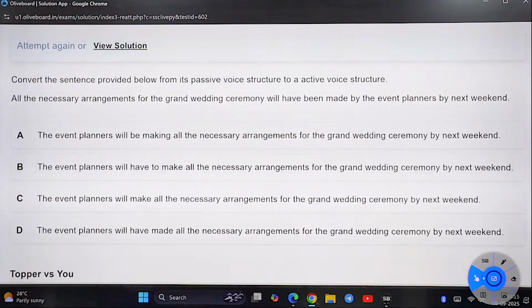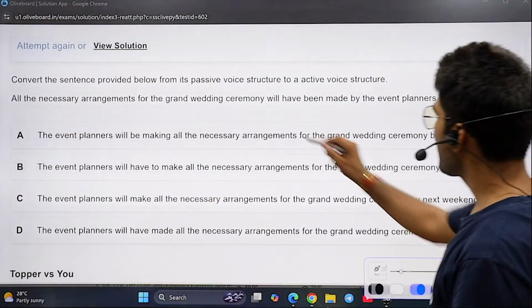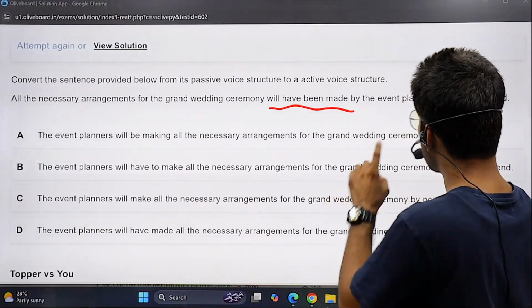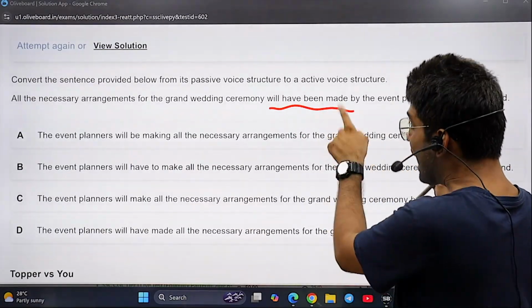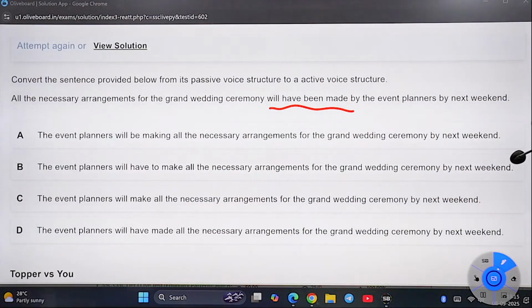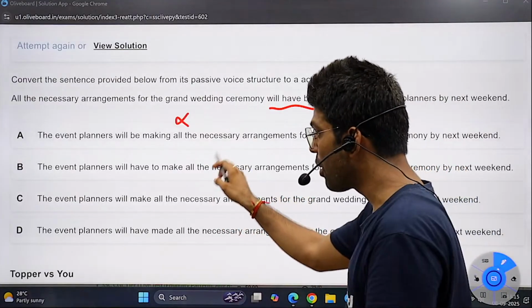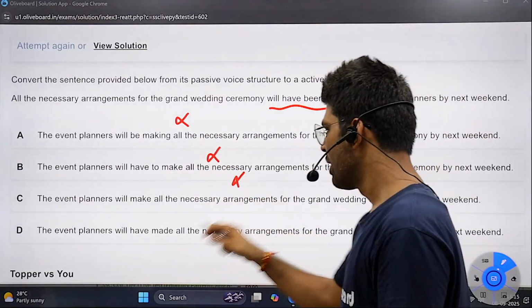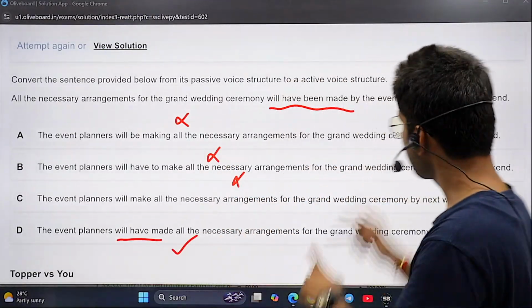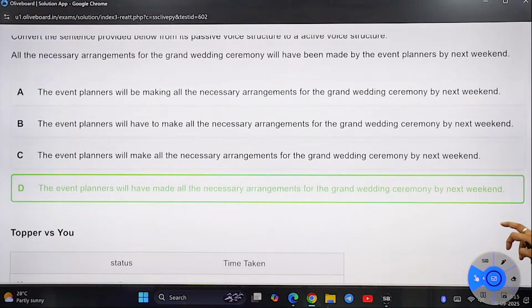Good evening, Neha. All the arrangements for the ceremony will have been made. I would look at this. Will have been made. That means the planners will have made all the arrangements. Will have made. Planners will be, no have. Will have to make, no third form. Will make, no have. Will have made. Planners there. Arrangements here. Perfect.